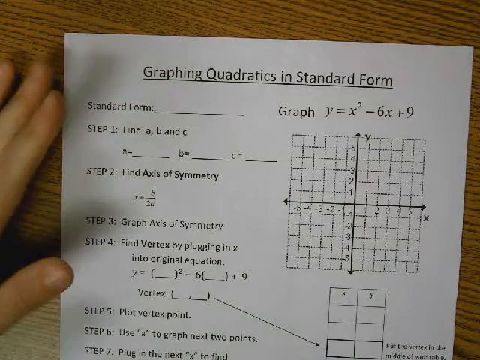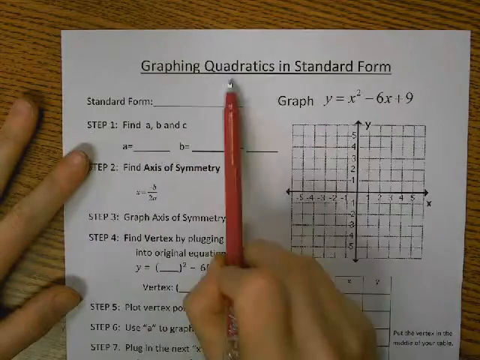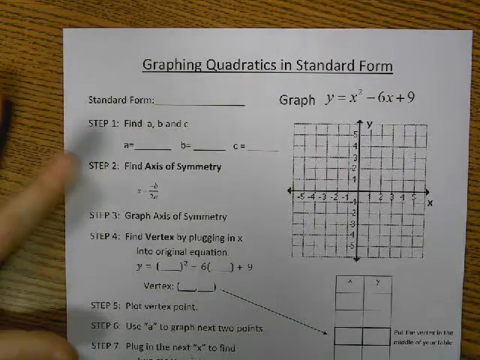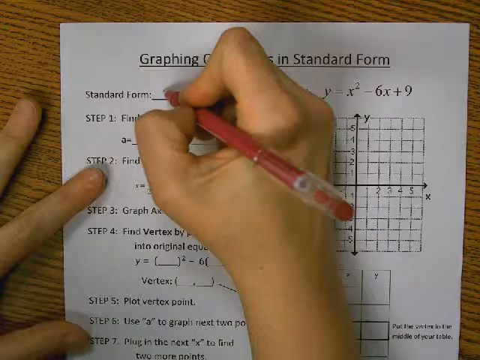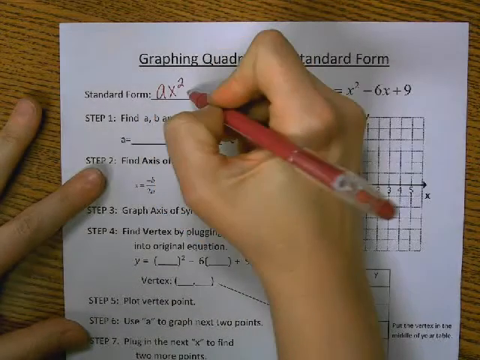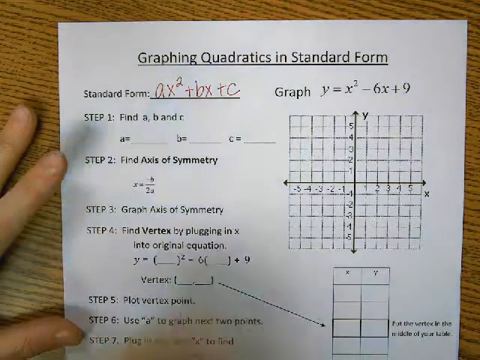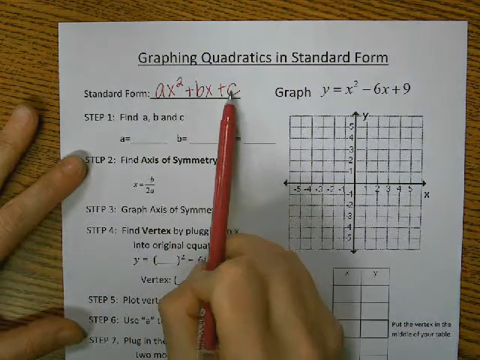Hi everybody. Today we are going to graph equations for quadratics in standard form. So remember from the last lesson we talked about standard form, and that's when we say ax squared plus bx plus c. Okay, so there's a, b, and c.